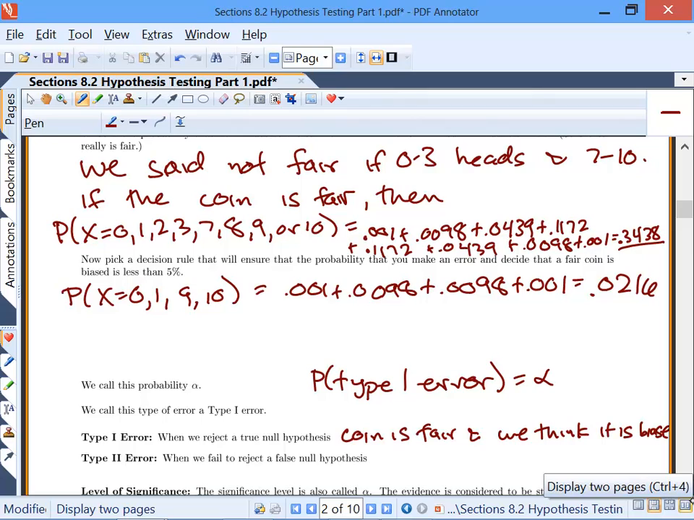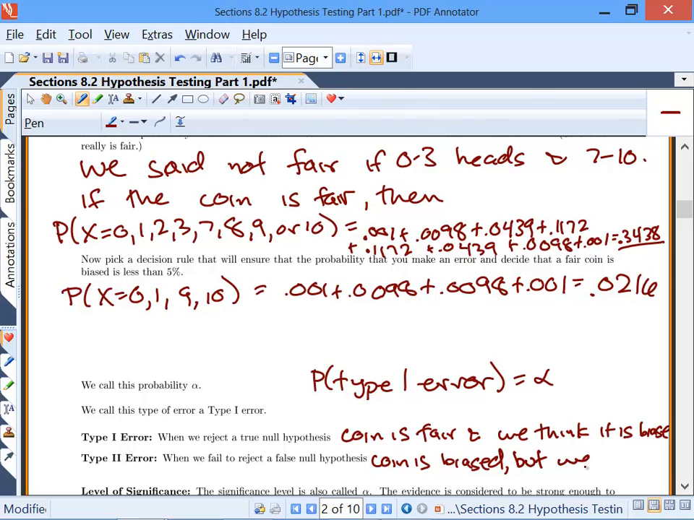So that's a type 1 error. The other type of error is a type 2 error, and that happens when you fail to reject a false null hypothesis. So a false null hypothesis would mean the coin is biased, but we think, what would be the error here? We think it is fair. So notice, two different types of errors. They are going to have different probabilities.